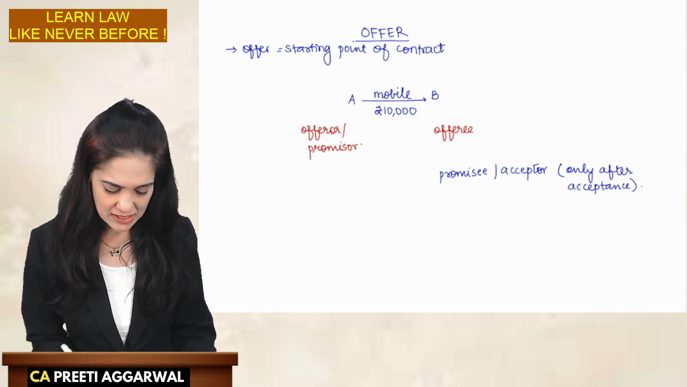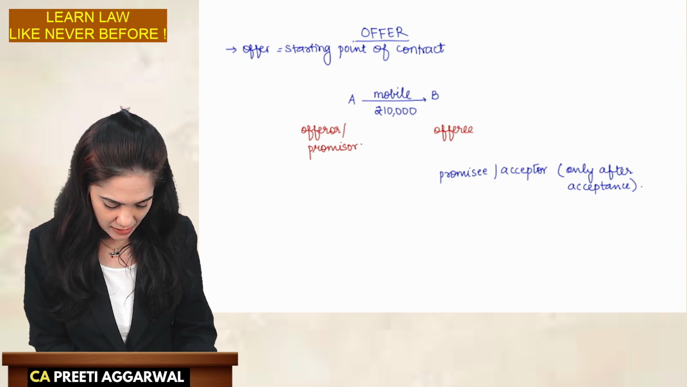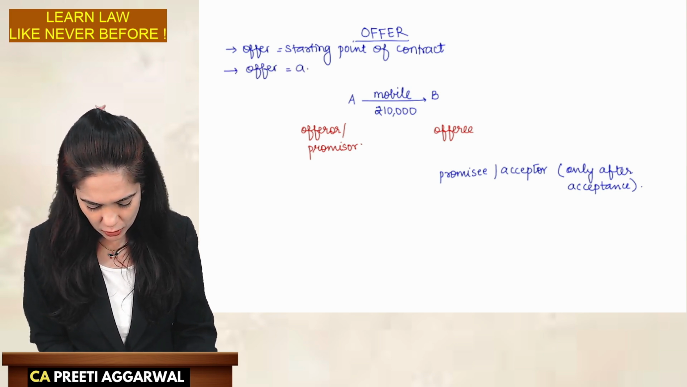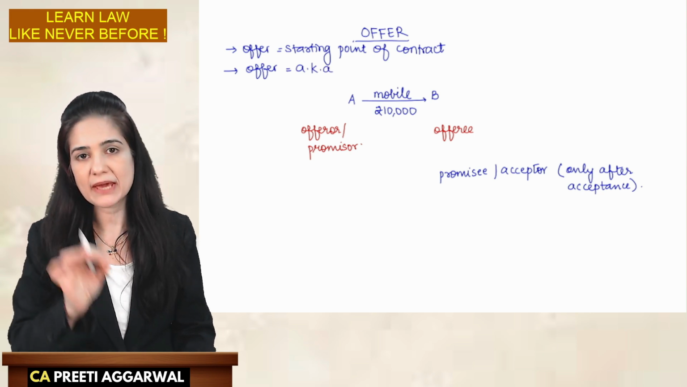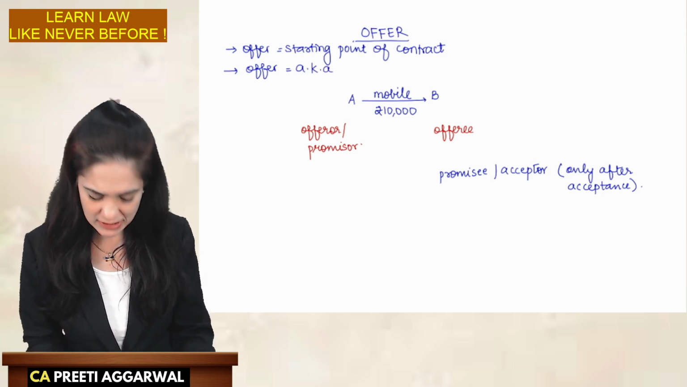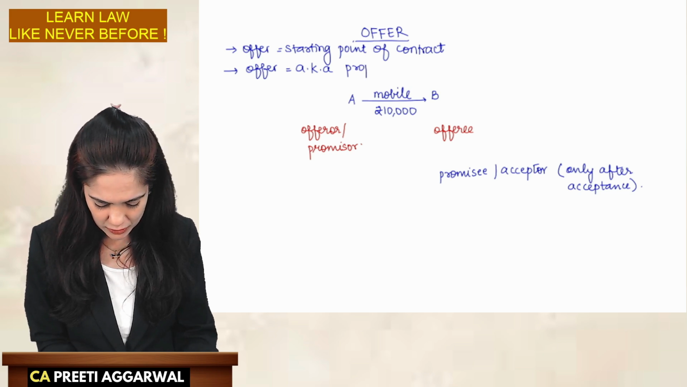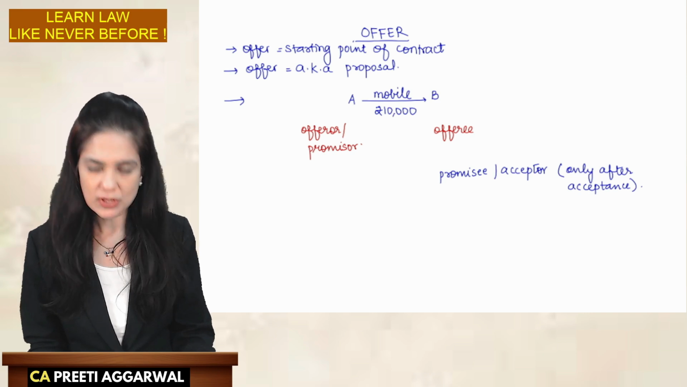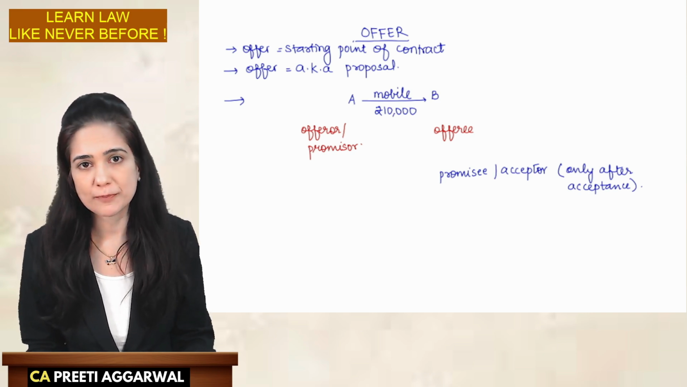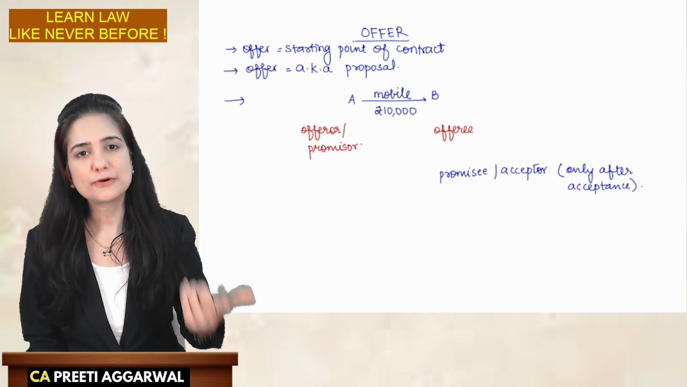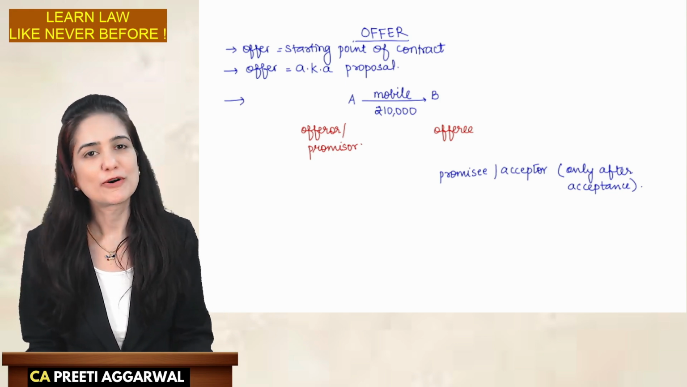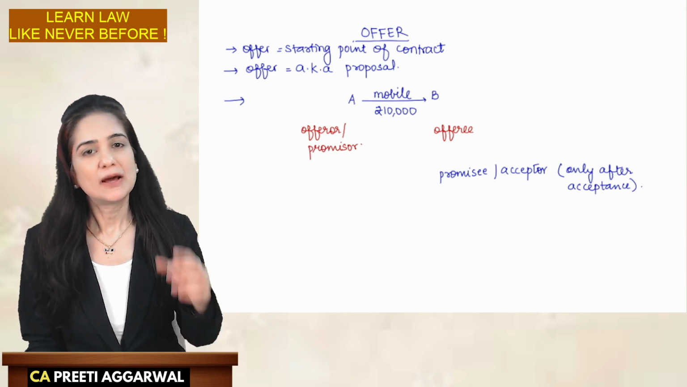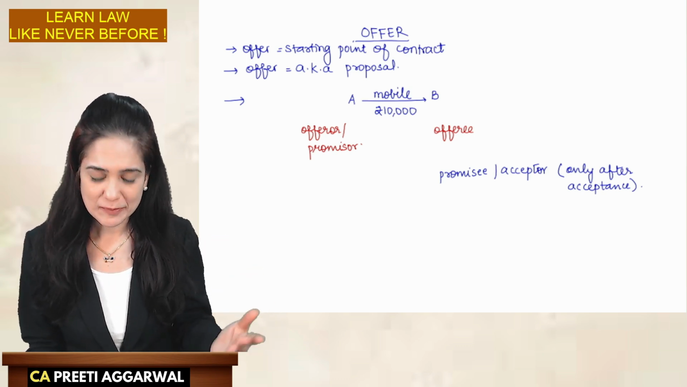Offer is the starting point of contract. See how we are writing in short. Offer is also known as AKA, means also known as, proposal. The person who gives the offer is the offerer or promiser, and the person to whom the offer is given is the offeree. After acceptance, that person is known as promisee or acceptor.